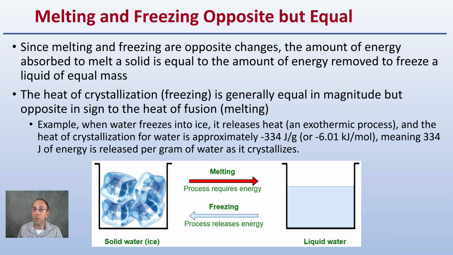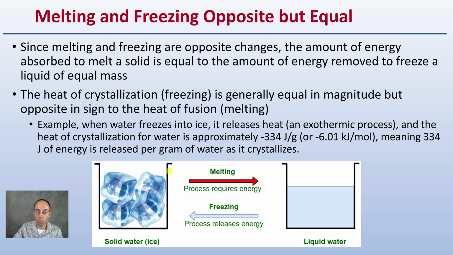Since melting and freezing are opposite changes, the amount of energy absorbed to melt a solid, in this case water, is equal to the amount of energy removed to freeze a liquid of equal mass. The heat of crystallization, remember that's freezing, is generally equal in magnitude, but opposite in sign of the heat of fusion, which would be your melting. So for example, when water freezes into ice, it releases heat. It's an exothermic process, and the heat of crystallization of water is approximately negative 334 joules per gram, or negative 6.01 kilojoules per mole, meaning 334 joules of energy is released per gram of water as it crystallizes.